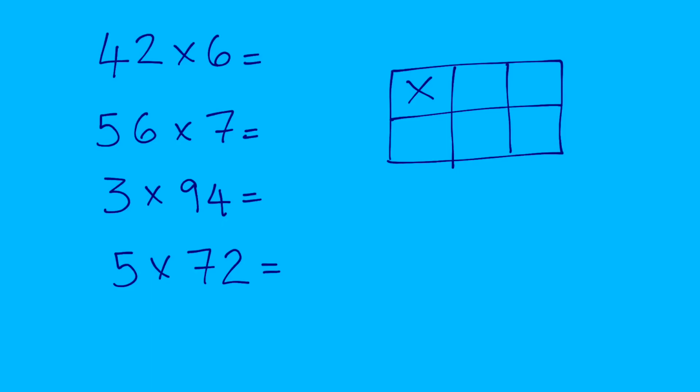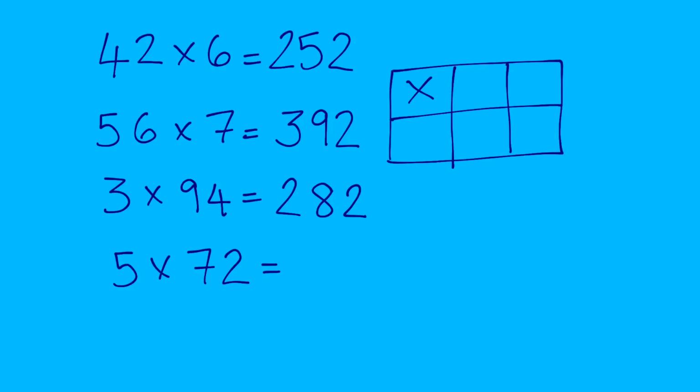Okay, how did you get on? Let's go through the answers. So 42 times 6 is 252. 56 times 7 is 392. 3 times 94 is 282, and 5 times 72 is 360. Well done. Now, what about if we needed to multiply a bigger number?